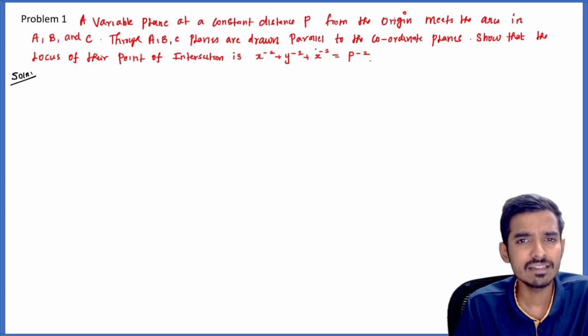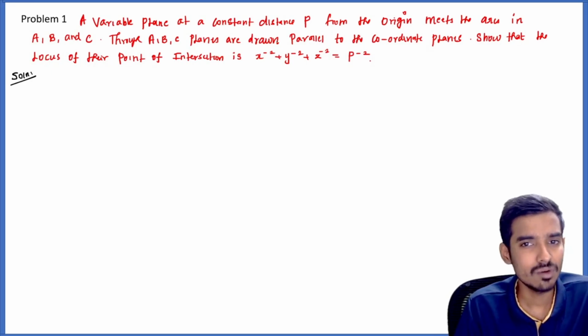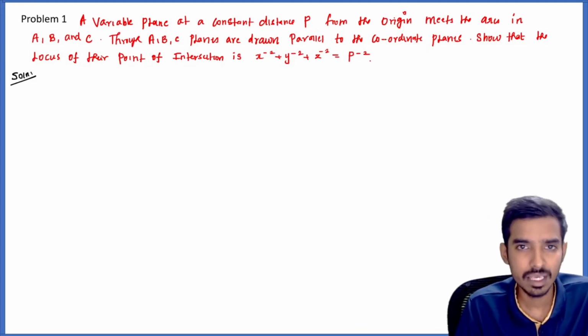I'll draw a very, very rough diagram, because it will be easy for you to visualize, but it is very hard to draw a 3D diagram on a 2D surface. What we have is a variable plane at a constant distance p from the origin. That is, the distance from the origin to the plane is p. This p can be any number.